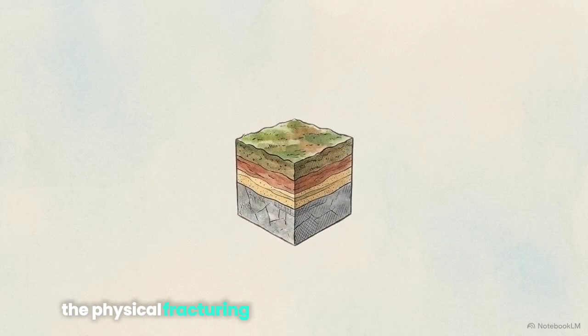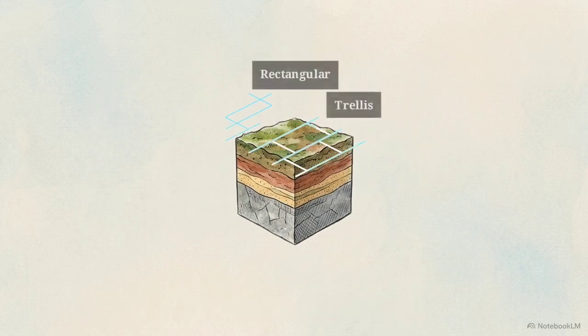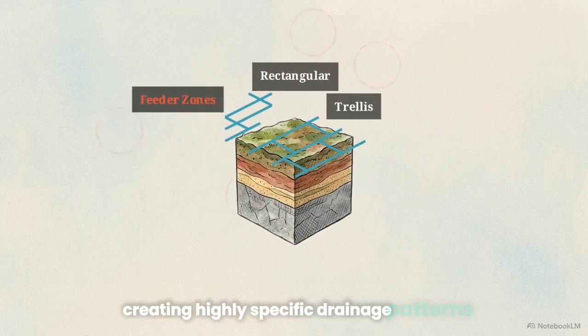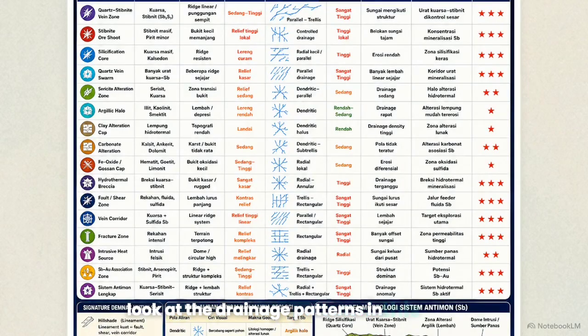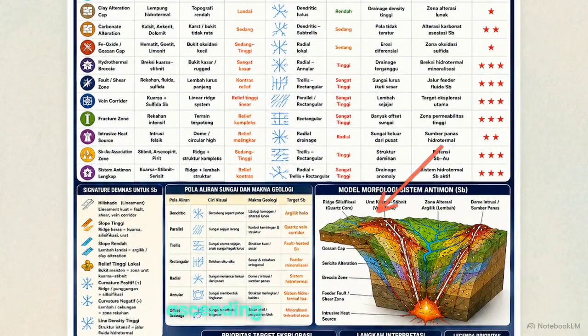The physical fracturing of the bedrock dictates how water erosion cuts across the surface, creating highly specific drainage patterns. Look at the drainage patterns in this atlas. Dendritic patterns indicate uniform rock, but parallel, trellis, or rectangular matrices indicate fault control. Water follows the structural grid. Between those streams, we look for a linear ridge. Ascending fluids deposit silica, creating a hard core that resists weathering.